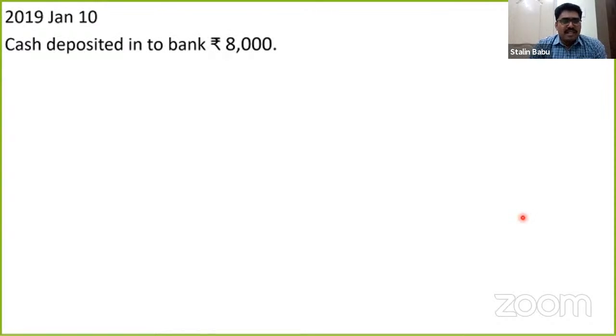2019, January 10. Cash deposited into bank. What happened here? The business is depositing cash into the bank. Who is the receiver? Bank. What is going out of the business? Cash. The two accounts involved here are bank account and cash account.